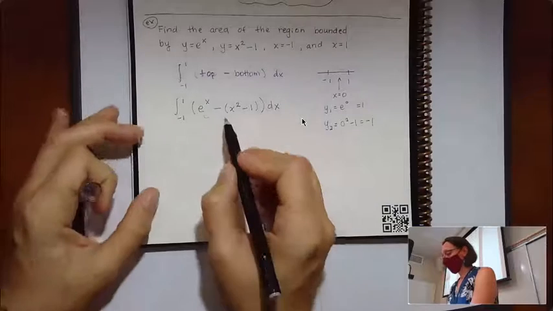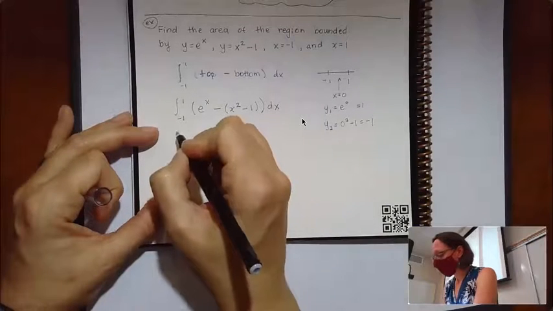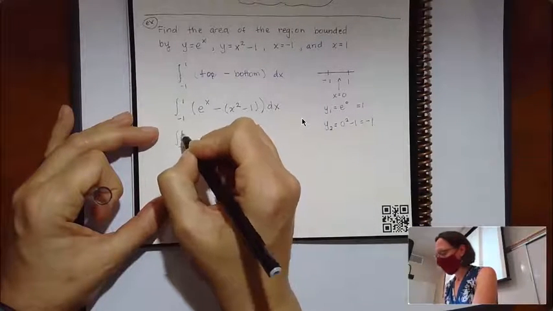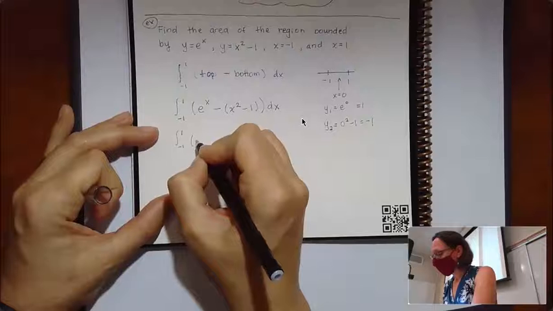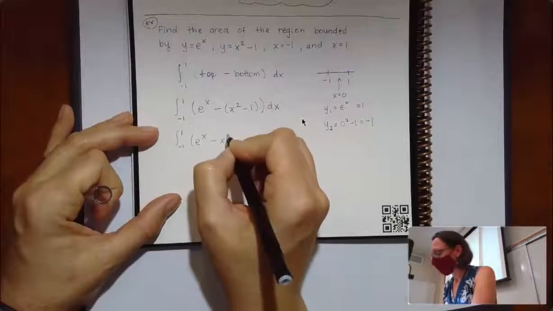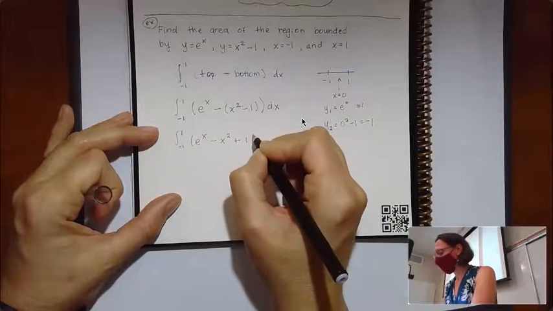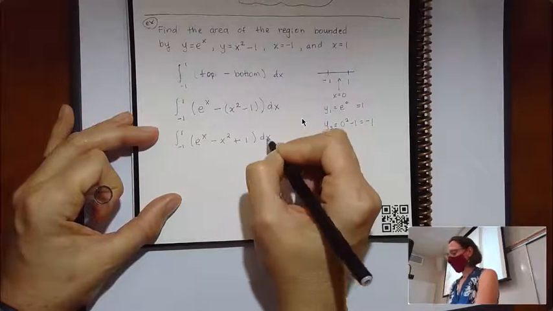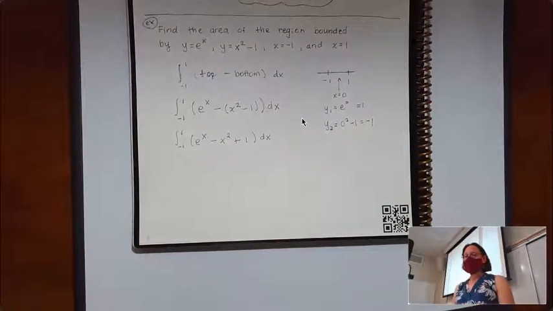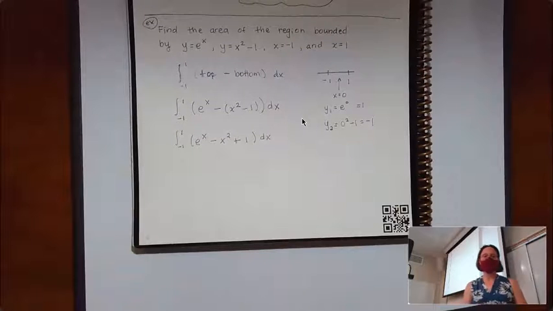Before I integrate, I'm going to want to distribute that minus sign through to have e to the x minus x squared plus 1. Don't try to simplify your final answer, but go ahead and integrate that and then plug in your bounds. And I'll give you all a minute or two to do that.